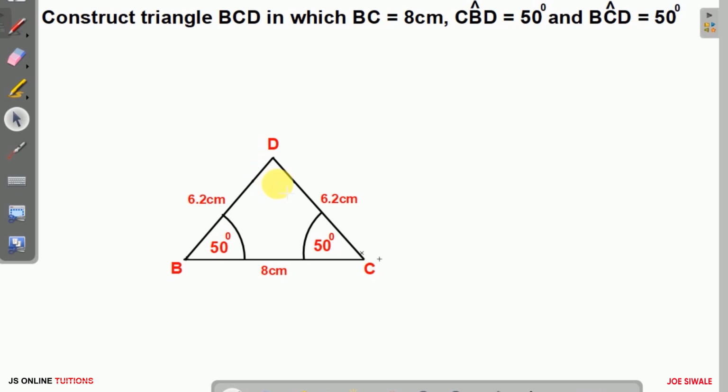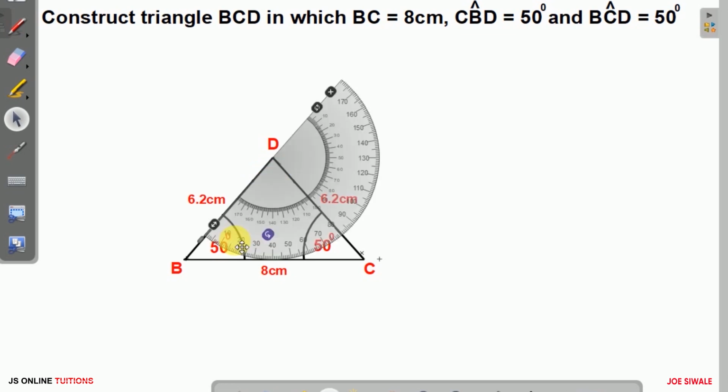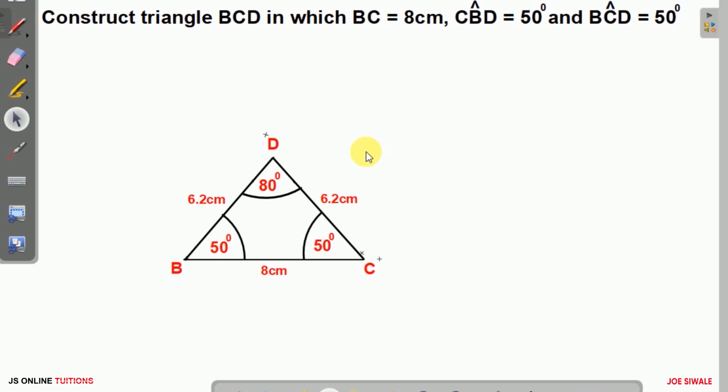So let us prove that with a protractor. If we put our protractor at D, we can calculate the angle which is at D. As you can see, that's going to be 80 degrees. So as you can see, the angle at D is 80 degrees. So that's how we can construct triangle BCD.